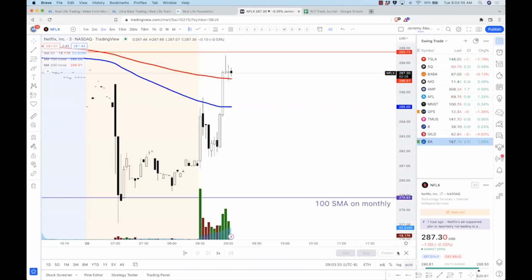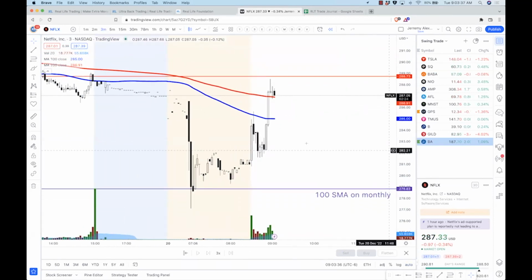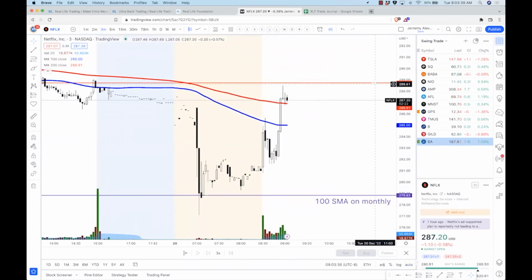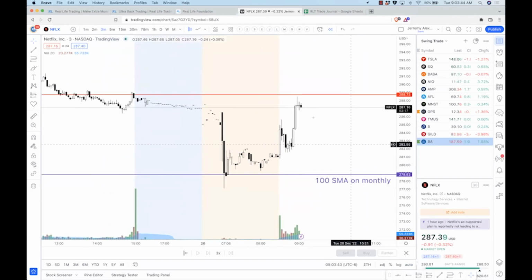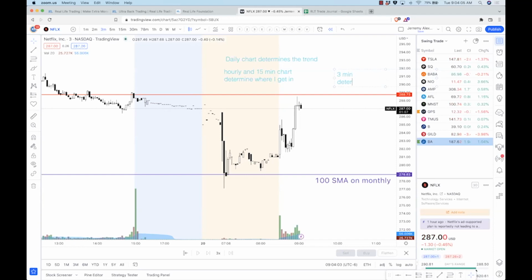On a day trade, I'll pop in here to a 3-minute chart, and I'm getting a lot of questions on how I determine the trend. And realistically, ladies and gentlemen, I always determine the trend based on the daily. The daily chart determines the trend for me. Hourly and 15-minute charts determine where I get in. And the 3-minute determines when I get in.